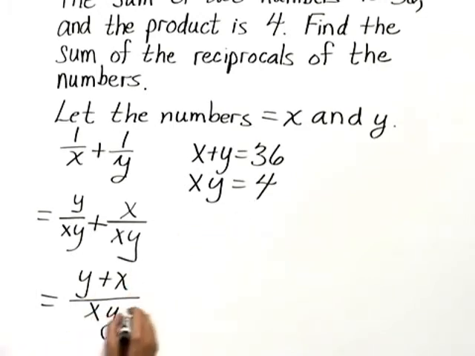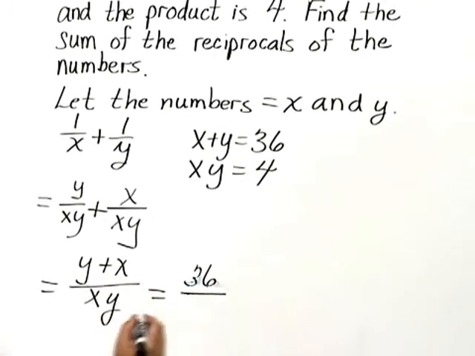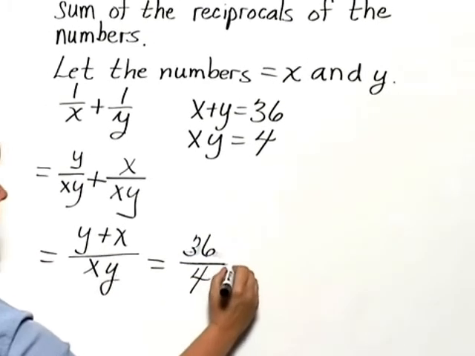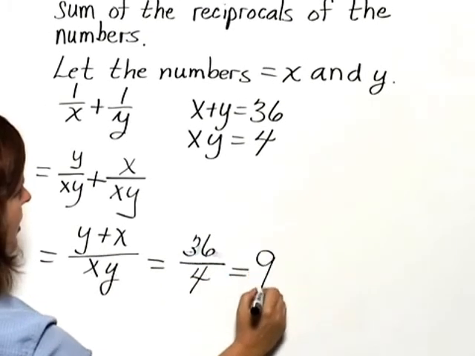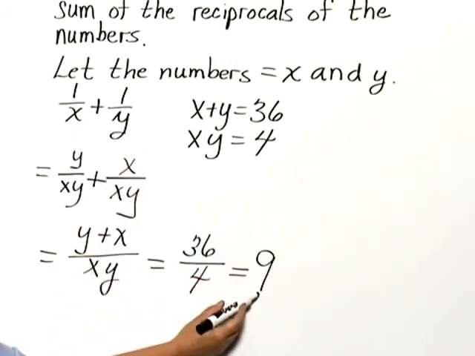So actually, we can just simply replace y plus x with 36, replace x times y with 4, and the sum of the reciprocals of the numbers is 9. Note that we don't know what the numbers themselves are, but we're not asked to find them. The answer would be 9.